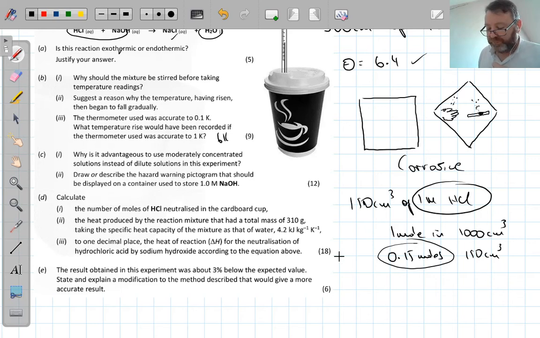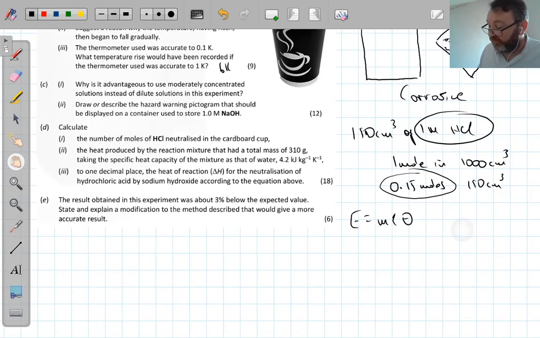Okay, so calculate the heat produced by the reaction. That's the formula, E equals mc theta. Okay, so we're going to use that formula. Now, what do we need? We need m in kilograms. So just keep in mind, they're quite pedantic. M is in kilograms. You have to take it from the question.